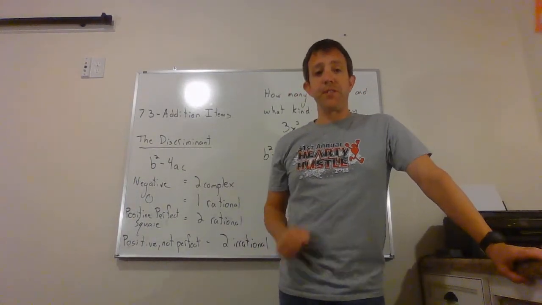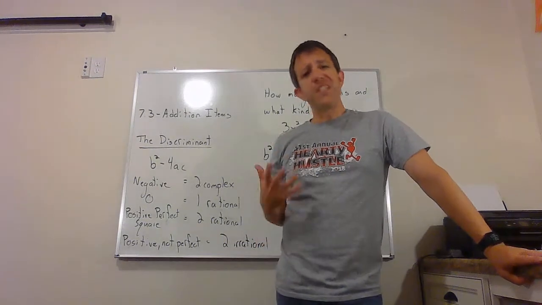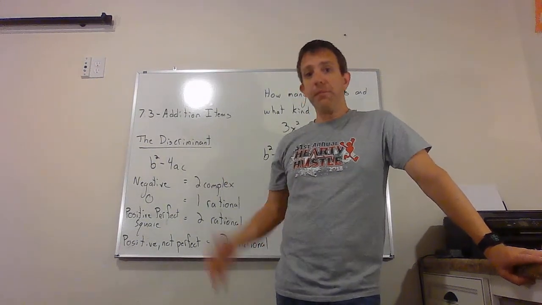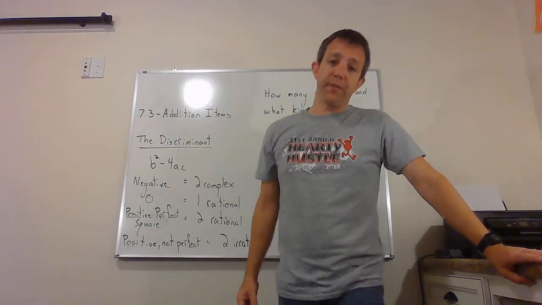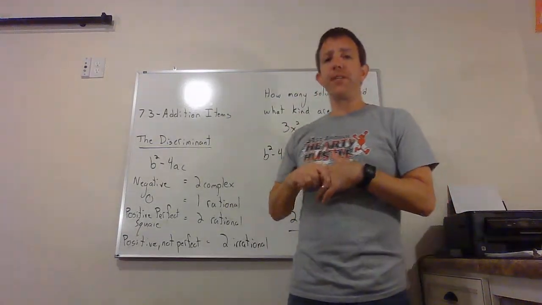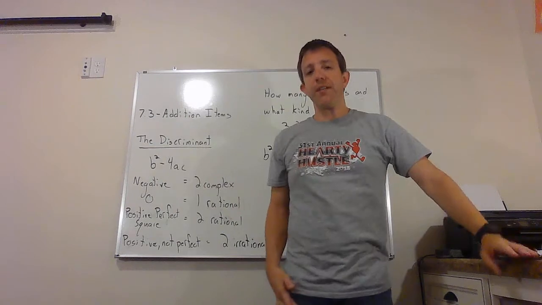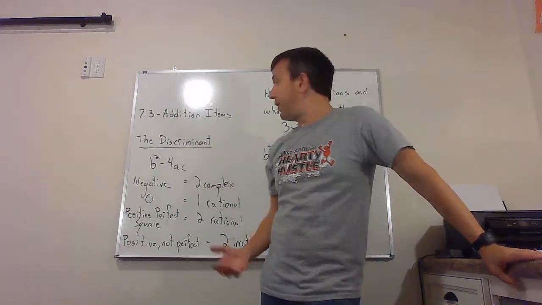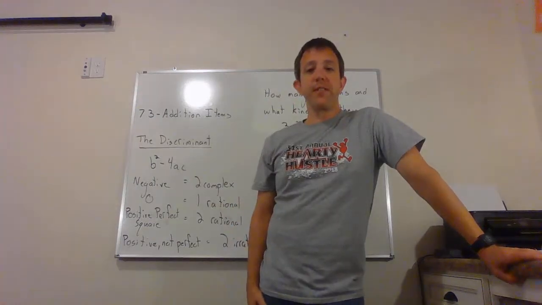Today we're looking at section 7.3, just some additional items as we look at solving quadratic equations. So we're just going to hit a couple of topics here. There's nothing huge in this section, but there's definitely some stuff you should still know here. First thing is the discriminant.